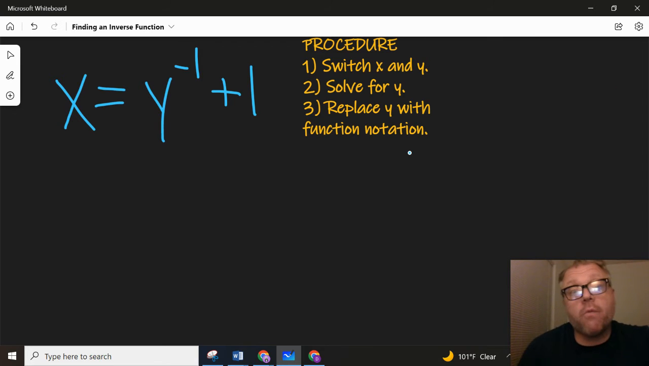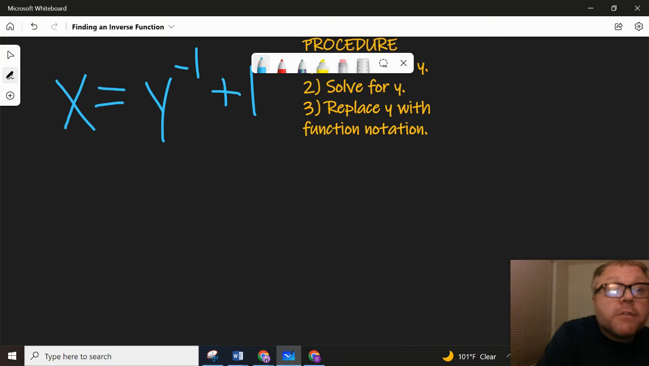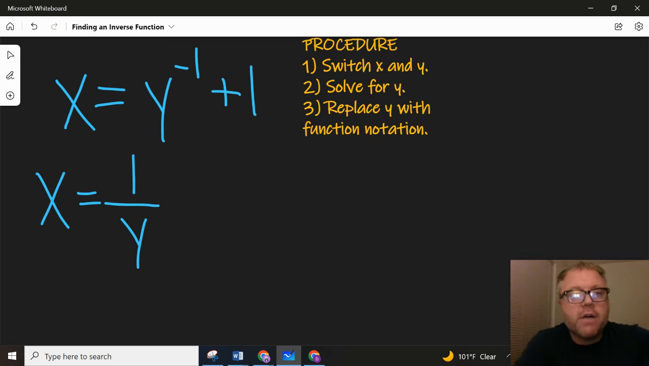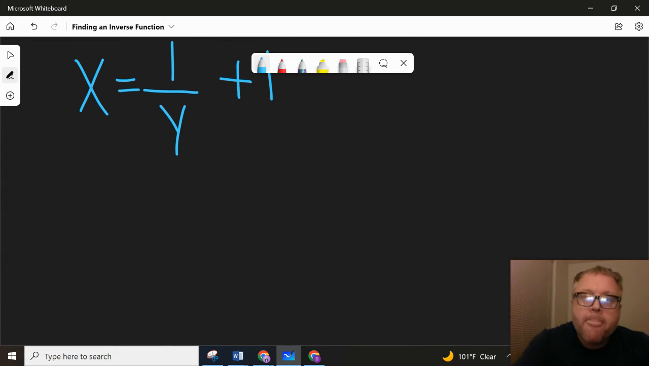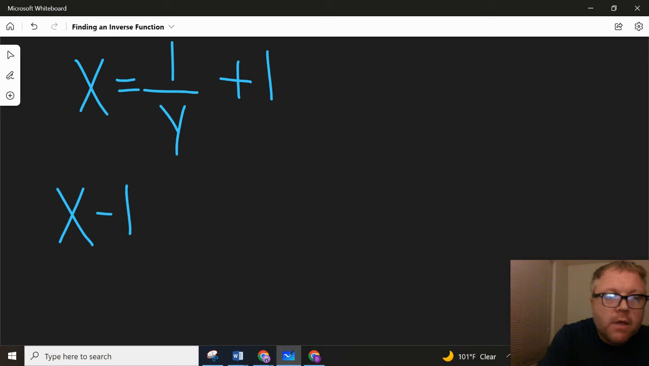All right, solve for y. So this exponent on y, the negative first power. If you don't remember from algebra 2, the negative power property just means you take the reciprocal. So I'm going to drop this y down and make that exponent positive. And I still have this plus 1, don't forget about that. Solving for y, we can definitely subtract 1 from both sides. X minus 1 equals 1 over y.